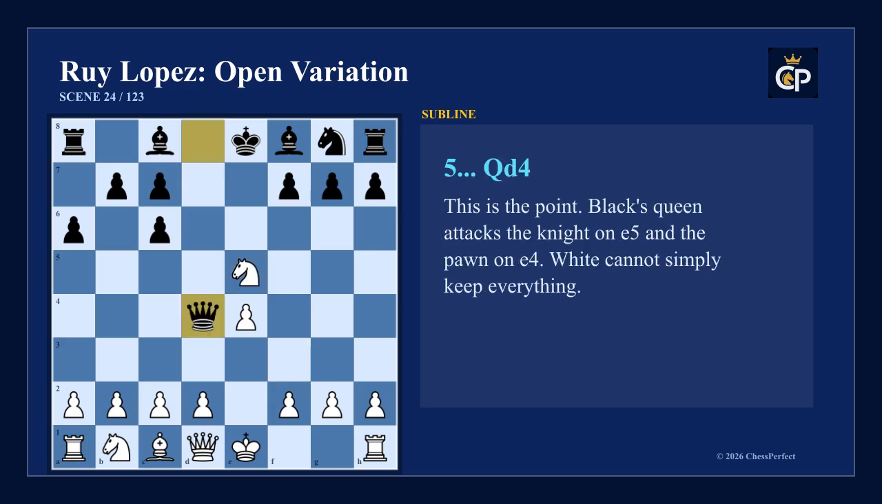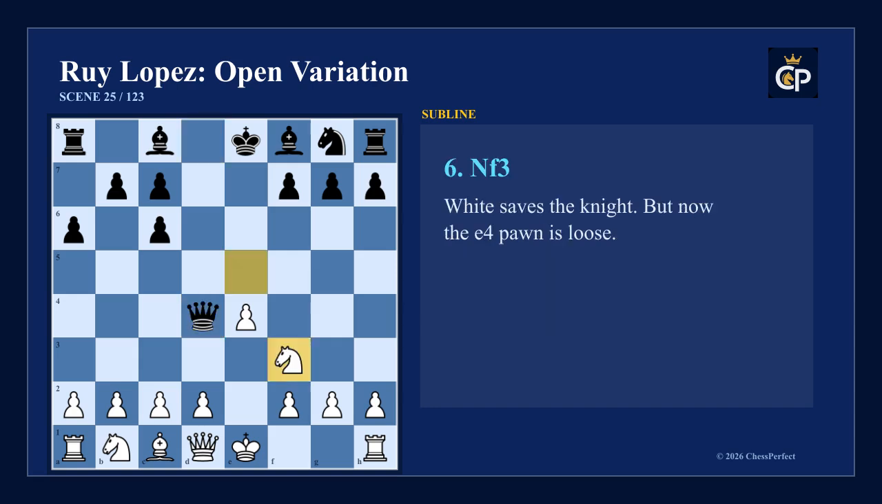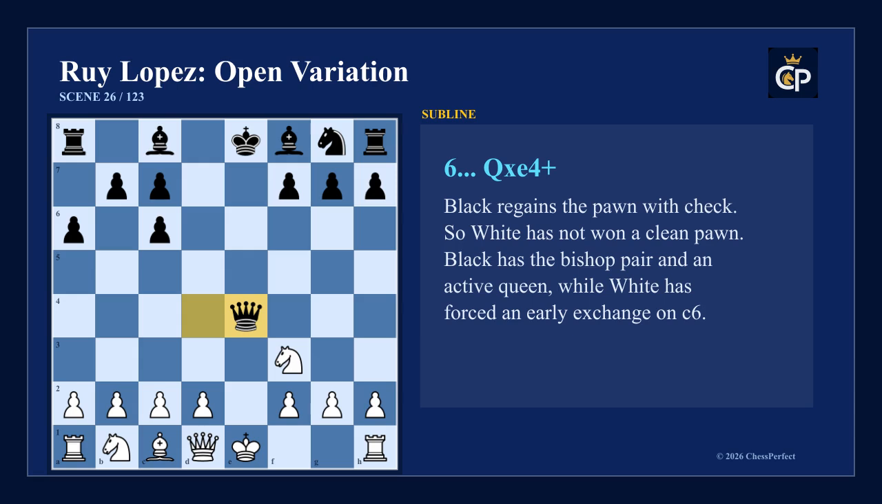Queen d4. This is the point. Black's queen attacks the knight on e5 and the pawn on e4. White cannot simply keep everything. Knight f3. White saves the knight. But now the e4 pawn is loose. Queen takes e4, check. Black regains the pawn with check. So White has not won a clean pawn. Black has the bishop pair and an active queen, while White has forced an early exchange on c6.